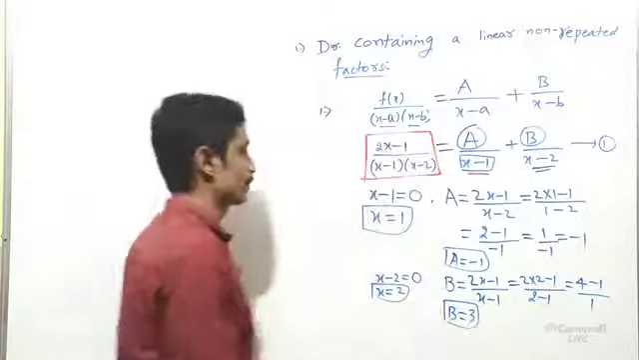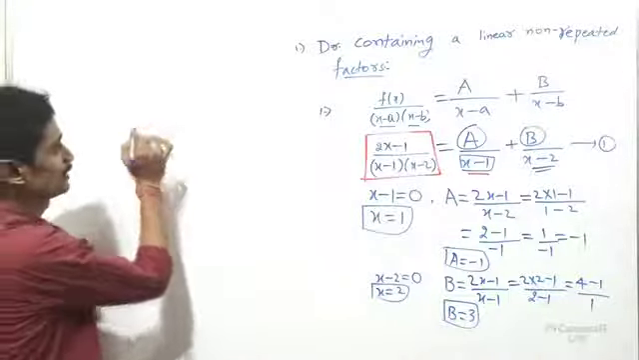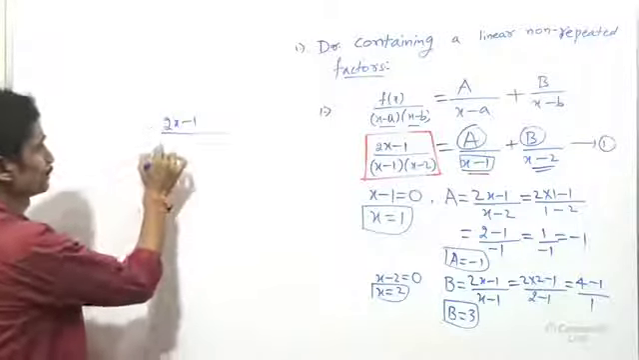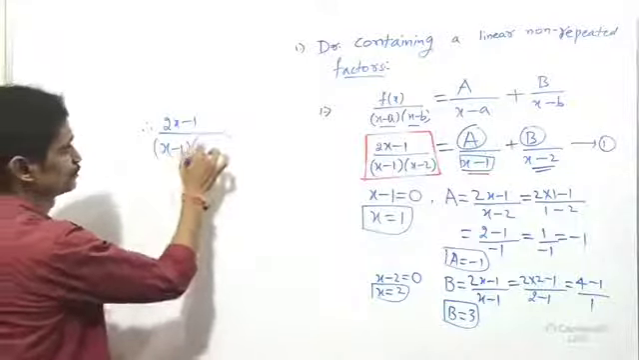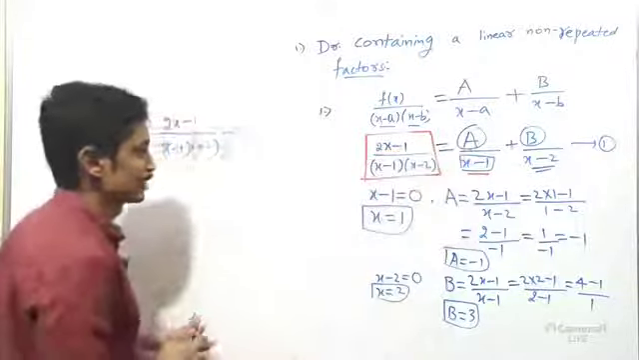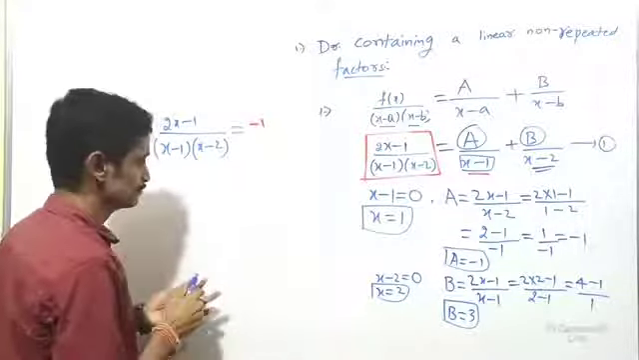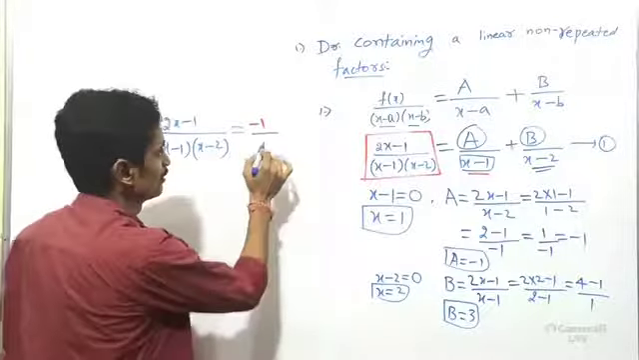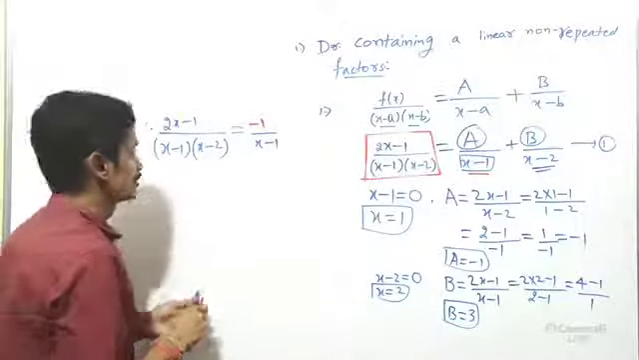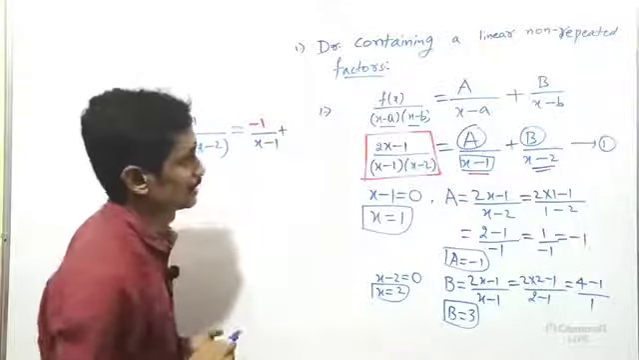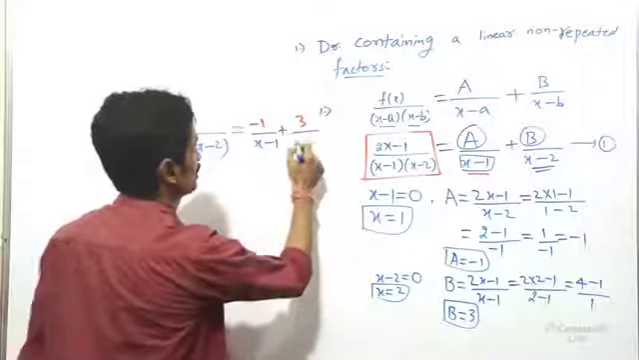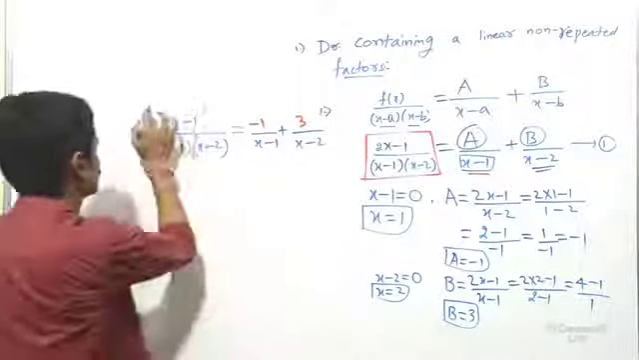So I got B equal to 3. Now I will verify my result. First I will write (2x minus 1) upon (x minus 1)(x minus 2) is equal to, what is my A value? The A value I got is minus 1 divided by, what is that? x minus 1. After that, what is our B value? In the middle, the plus sign, so I'll just write my plus sign. After that, the value of B would be 3 upon what? x minus 2. This is my splitting.